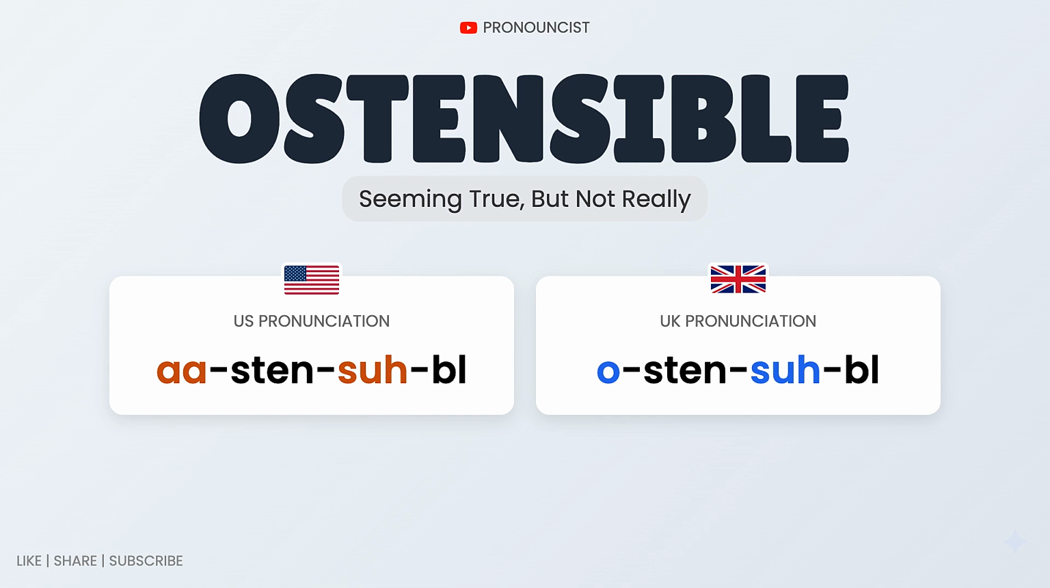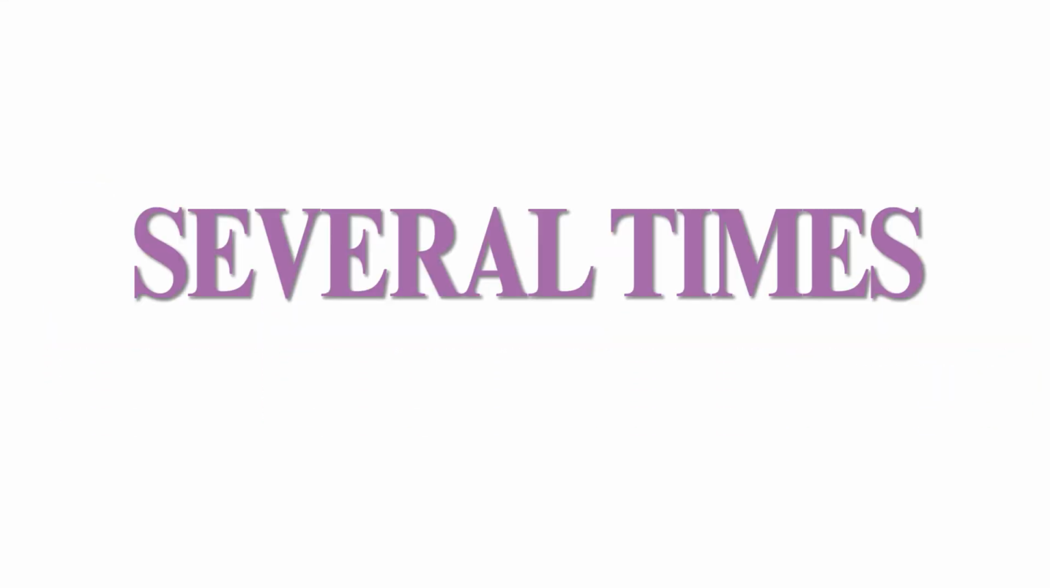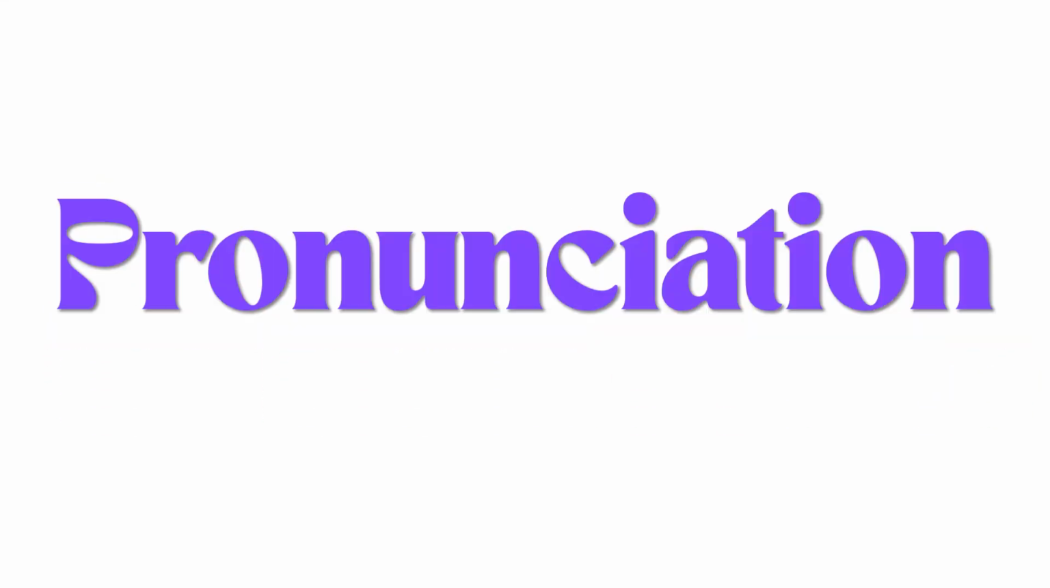Ostensible, ostensible. US, ah. UK, oh. Same rest. Practice repeatedly and you'll soon be able to say this word perfectly. The best way to practice is to repeat the syllable multiple times. The meaning of the word is seeming true, but not really. Try repeating this word several times to improve your pronunciation.